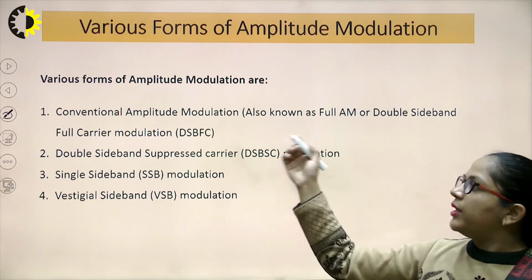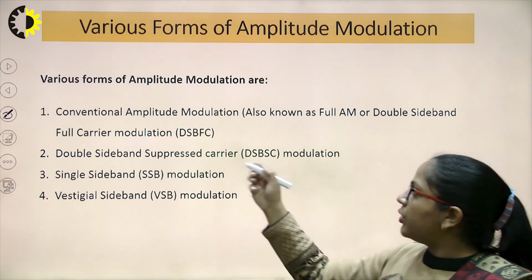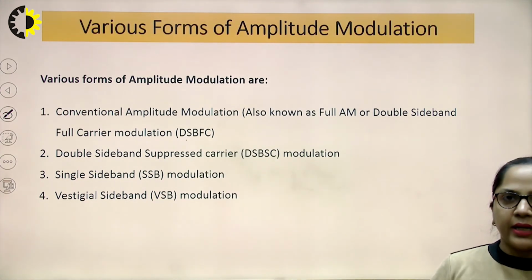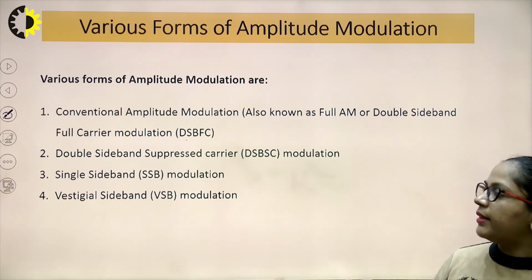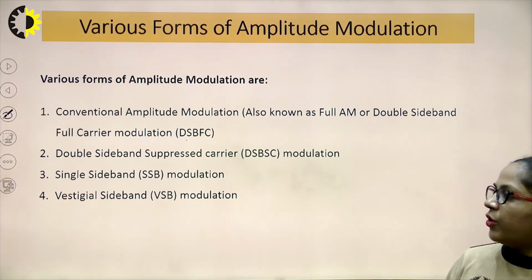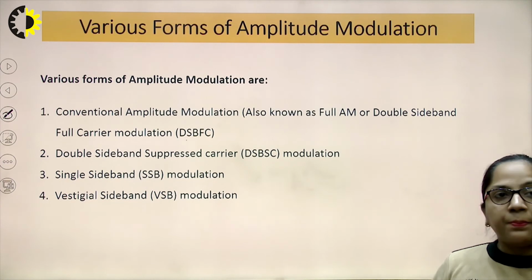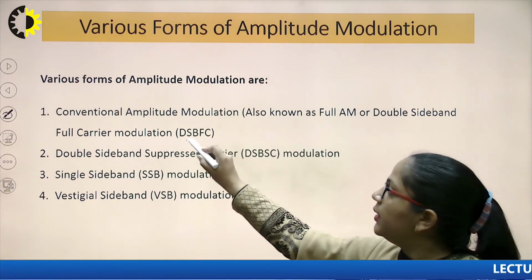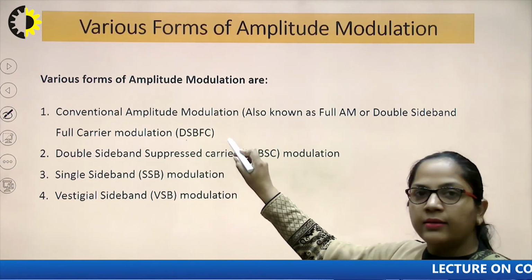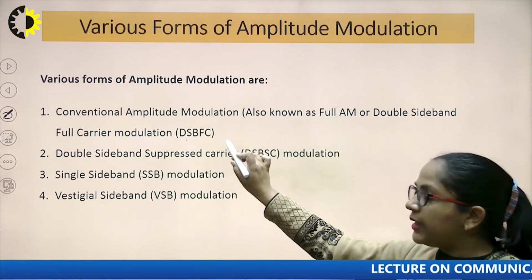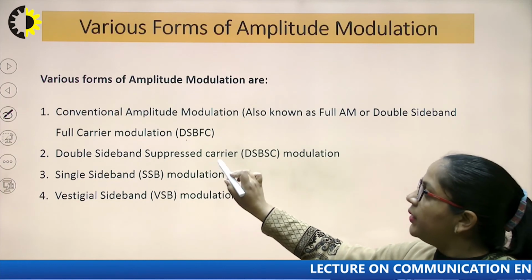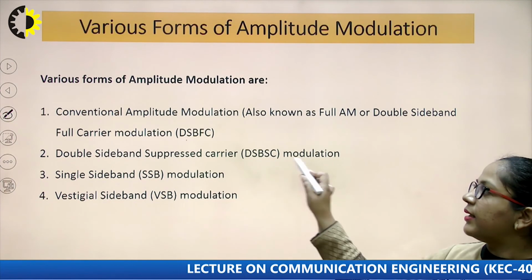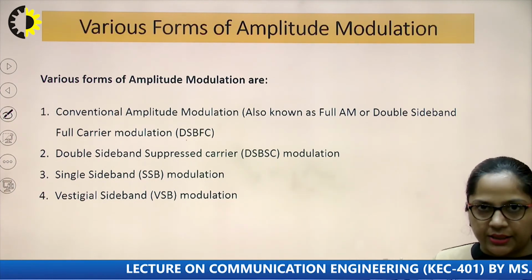What is conventional amplitude modulation, which in short form we used to call DSBFC, double sideband full carrier modulation? Then the second type of this modulation is double sideband suppressed carrier modulation. Here we have double sideband full carrier, that is double sideband with carrier. The second type, double sideband with suppressed carrier, means the carrier will be suppressed in the second category.